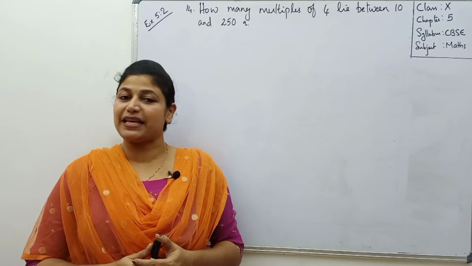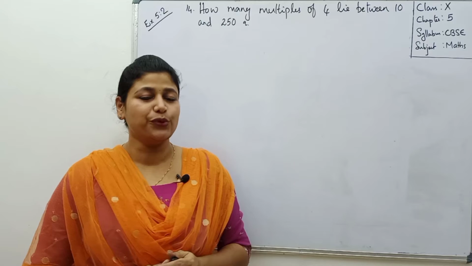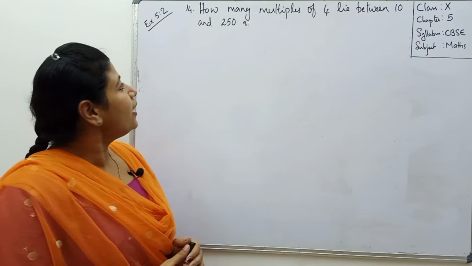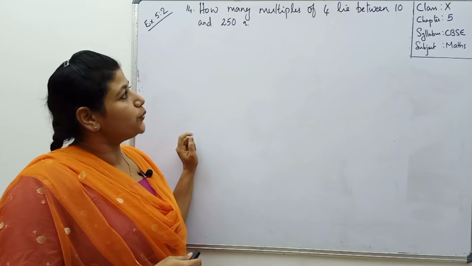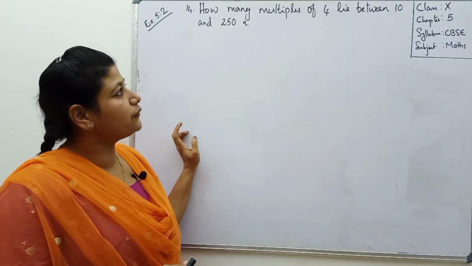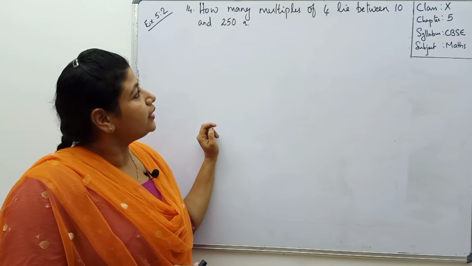Today also we are continuing the same exercise 5.2. Here is the 14th question. How many multiples of 4 lie between 10 and 250? So you have to find out the multiples of 4 in between 10 and 250.